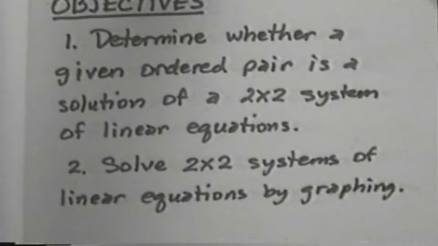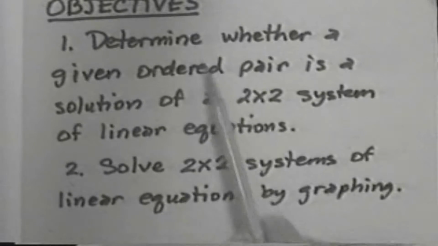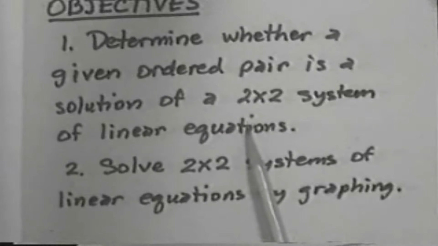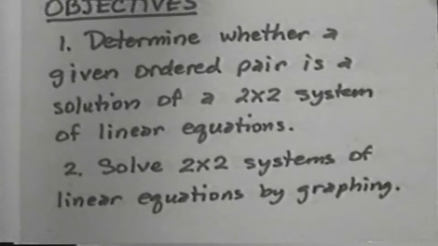Our goal in this tape is to solve 2x2 systems by graphing. Once we find what we think is a solution, we can determine whether the ordered pair is a solution by Objective 1's effect.